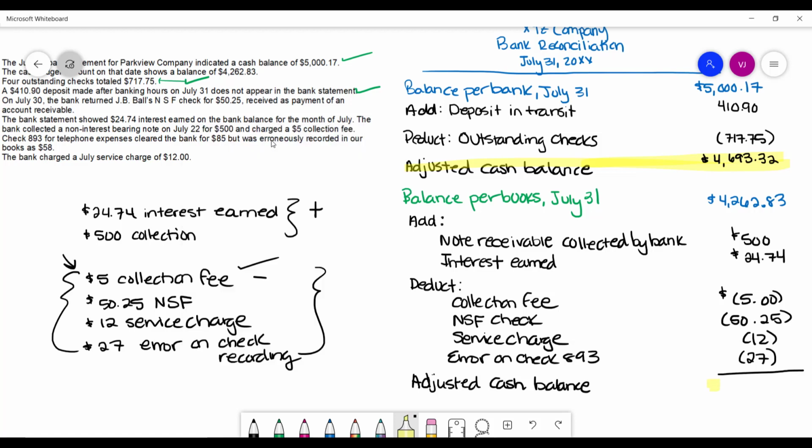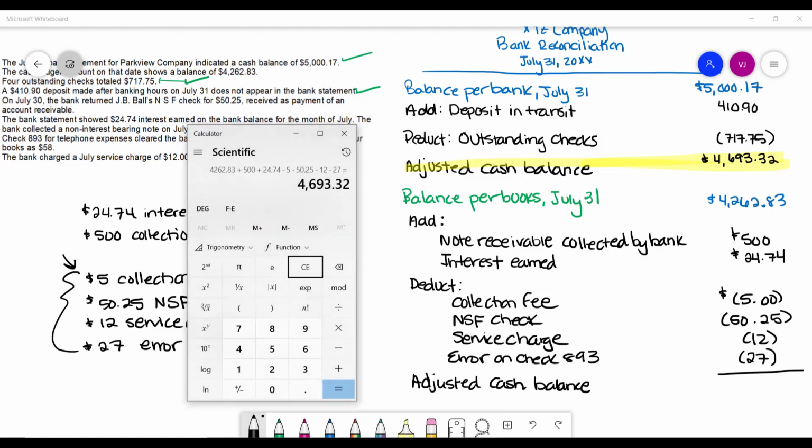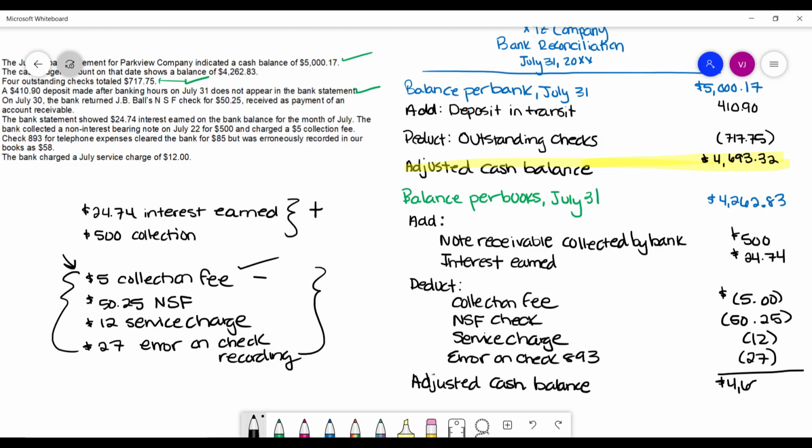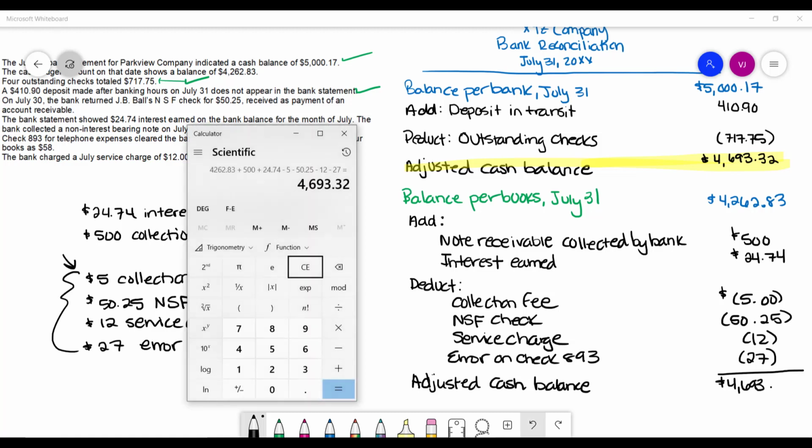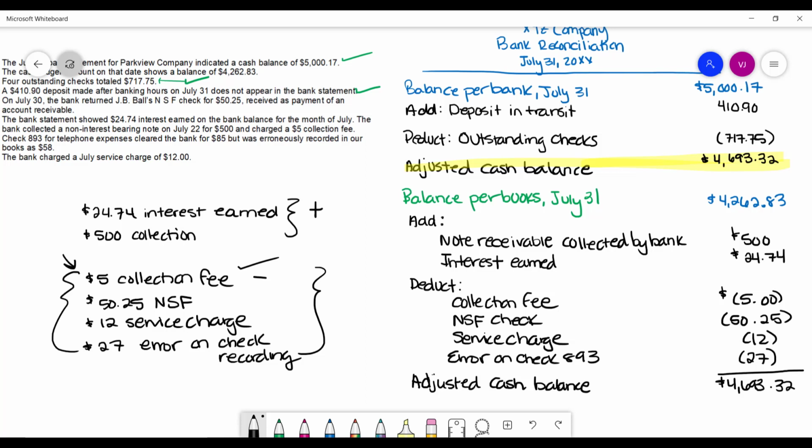So that looks like our adjusted cash balance here is $4,693.32. And that, in fact, matches up with the adjustment we made up above. So we've successfully reconciled the balance per the bank statement and the balance per the books.